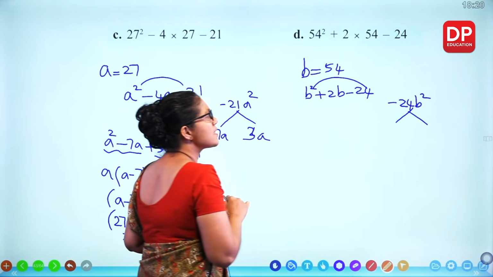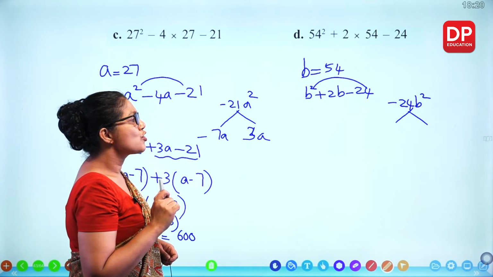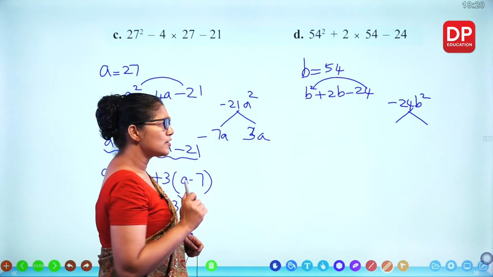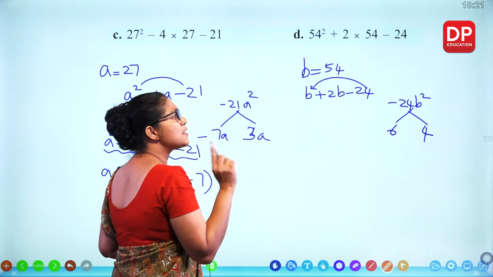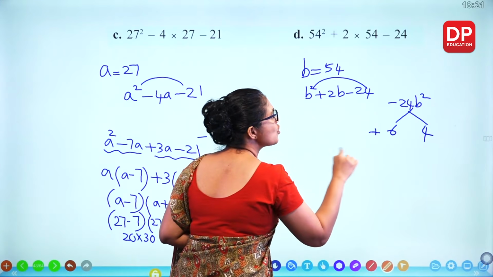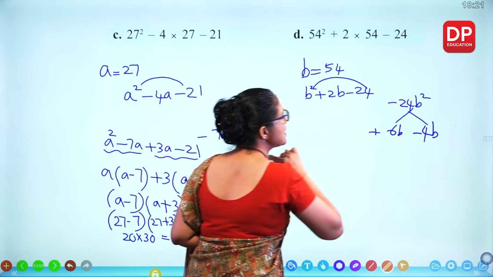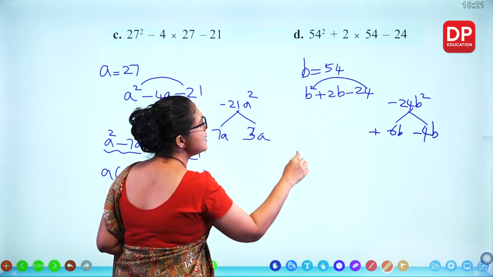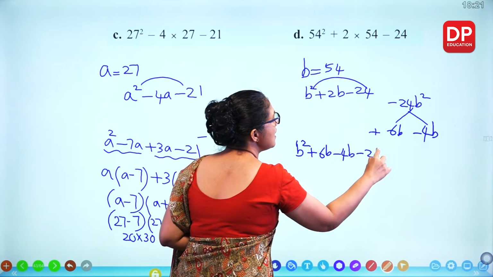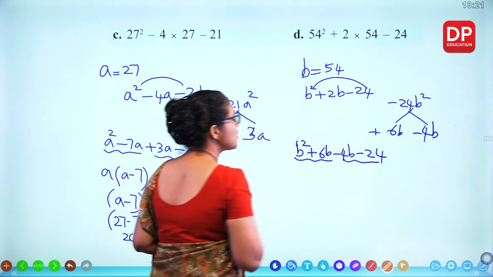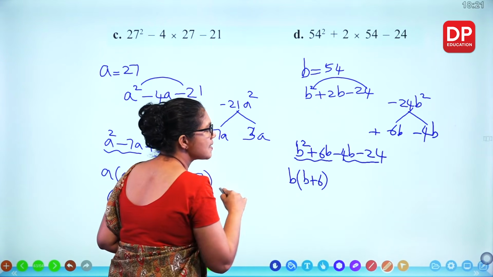Now multiply these two. You get minus 24B squared. Try to find out the factors. But the middle term is positive, which means the bigger number should be positive. So what are the factors of minus 24? 6 and 4. So you get plus 6 and minus 4. This is the B term. Now try to split the middle term into 6B minus 4B, and take the first two and last two terms separately. B is common, take it out, you get B plus 6.